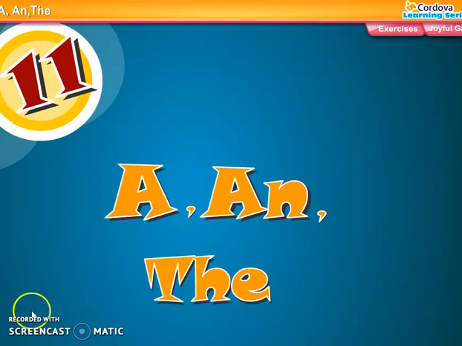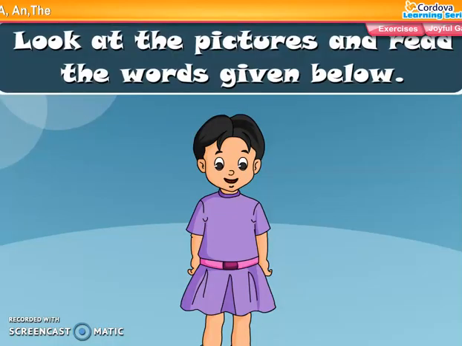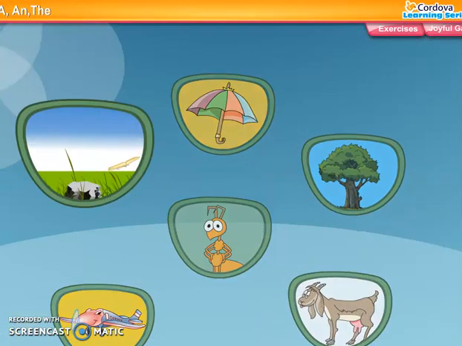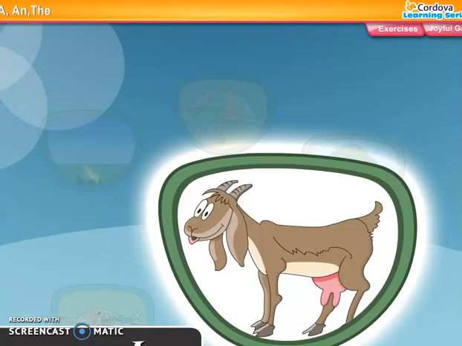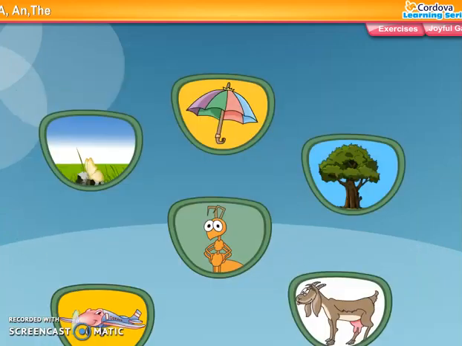Good morning, students. Today we are going to start with our new chapter, chapter number 11, A and The. Look at the pictures and read the words given below. A butterfly, a goat, an aeroplane.